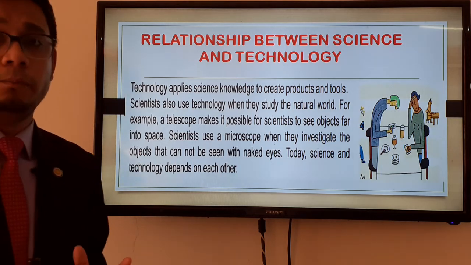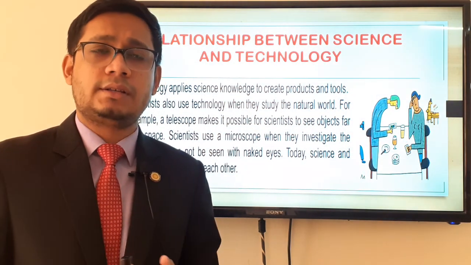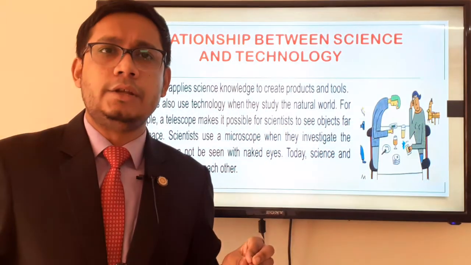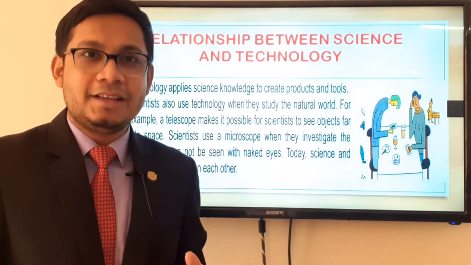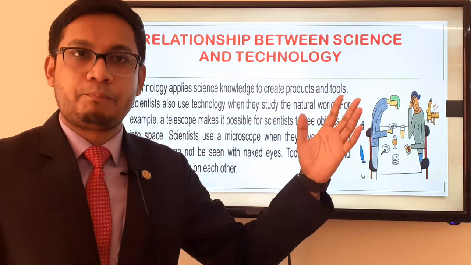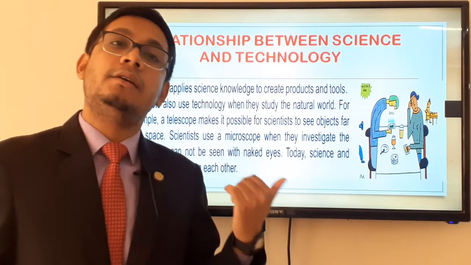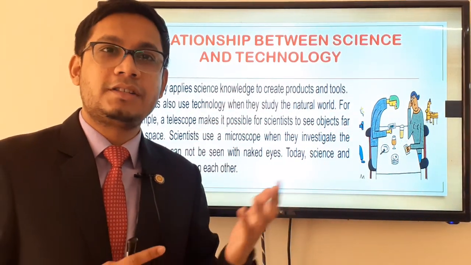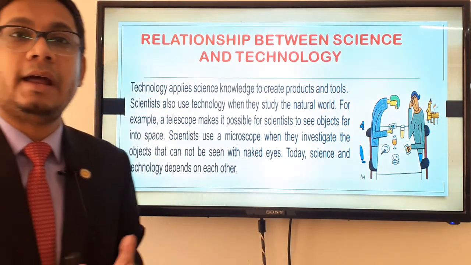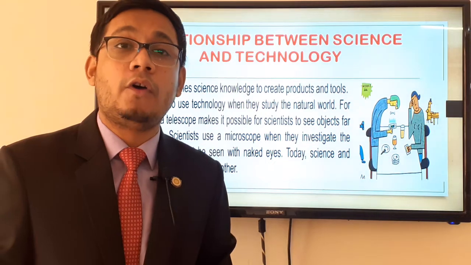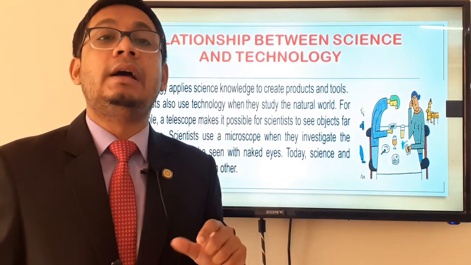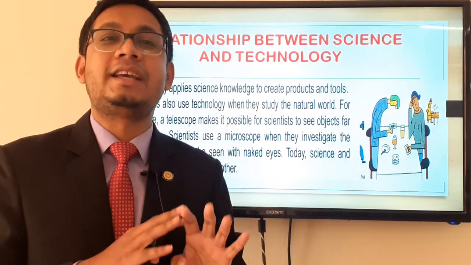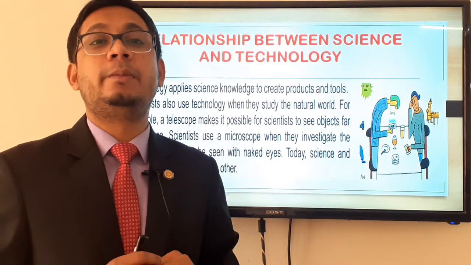For example, the telescope was invented by a scientist named Galileo. What is the purpose of a telescope? A telescope is a device used to see objects far away. When you want to research astrophysics or the universe, you use a telescope. Another scientist, Anthony van Leeuwenhoek, invented the microscope. A microscope is a device that helps to see objects that are very tiny, which cannot be seen with naked eyes.